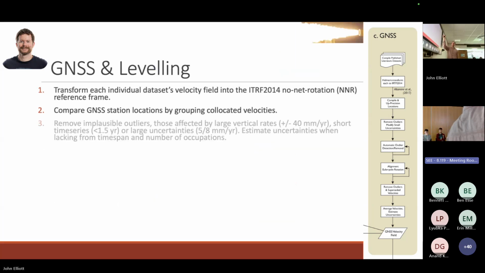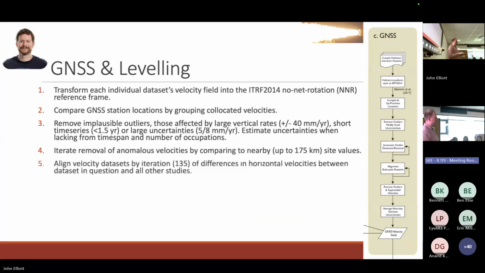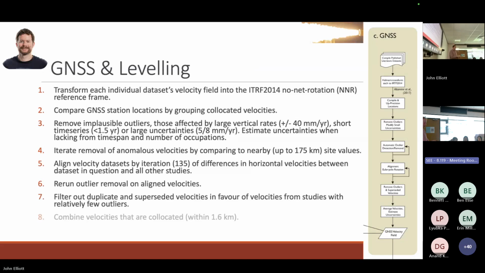So if I go through these very briefly, each of the data sets is tied into the ITRF reference frame. He compares GPS stations that look like they're collated, but the precision of their locations is not good enough to find out if they're the same station, and groups them. He gets rid of outliers where the uncertainties are too large, the velocities are too fast, or they're in areas of extreme subsidence. And he iterates on these anomalous velocities by comparing them to nearby sites to see if they're too different. He then aligns all the data sets with the common velocities many times, an iterative process, going through all the studies to make sure they all match.